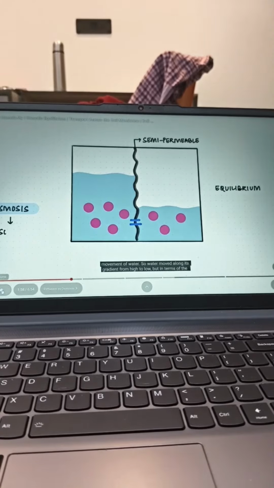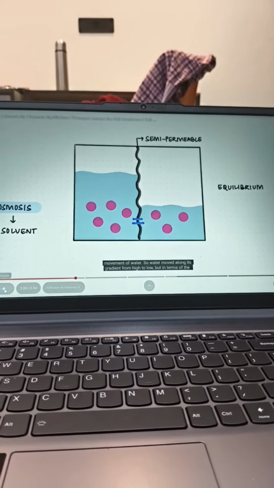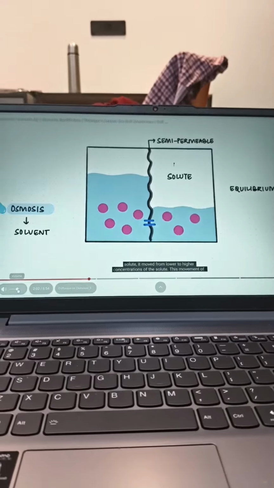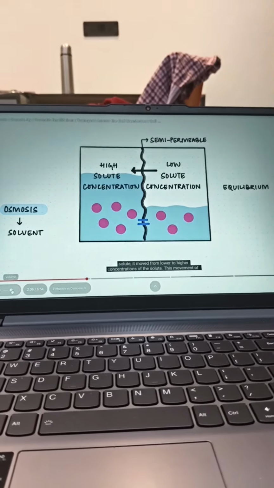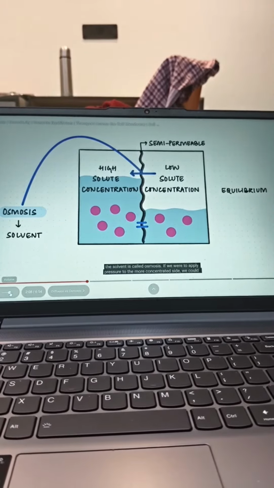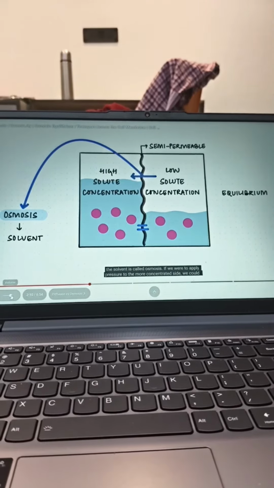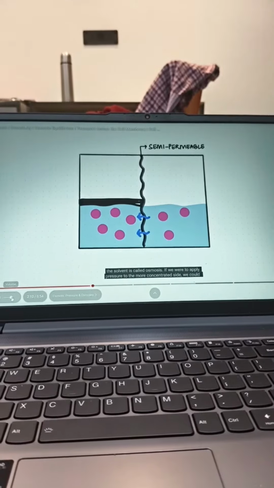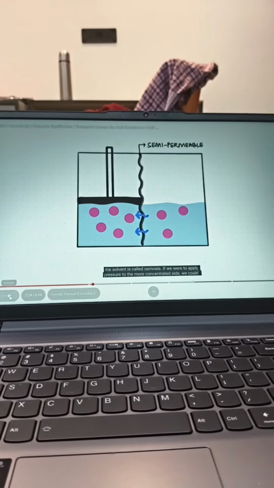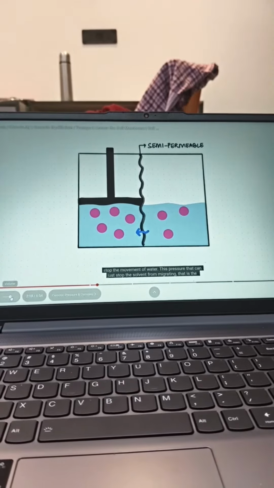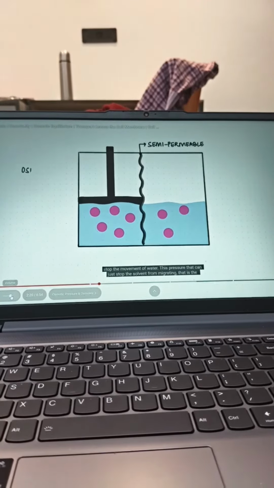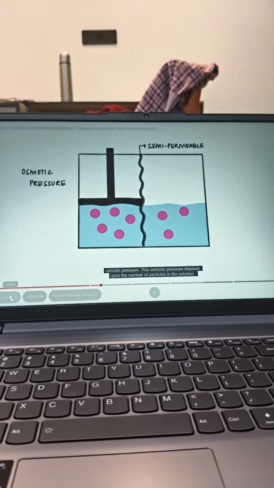So water moved along its gradient from high to low, but in terms of the solute, it moved from lower to higher concentrations of the solute. This movement of the solvent is called osmosis. If we were to apply pressure to the more concentrated side, we could stop the movement of water. This pressure that can just stop the solvent from migrating, that is the osmotic pressure.